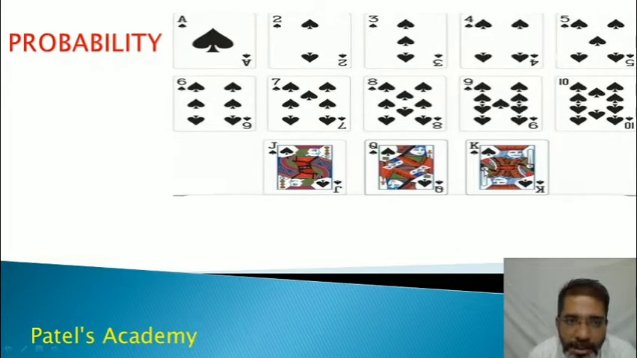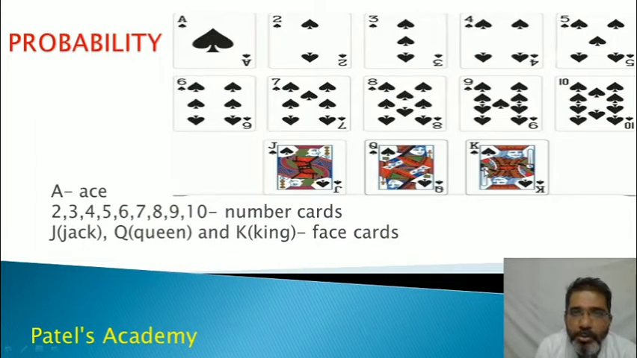Now, these are the 13 cards you'll find in all the patterns. A, that is called an ace, 2, 3, 4, up to 10. These are called number cards. And J, Q, K are called jack, queen, and king. These are called face cards.